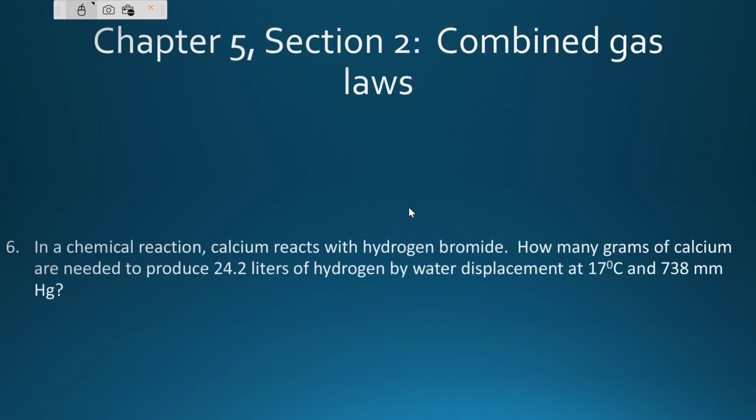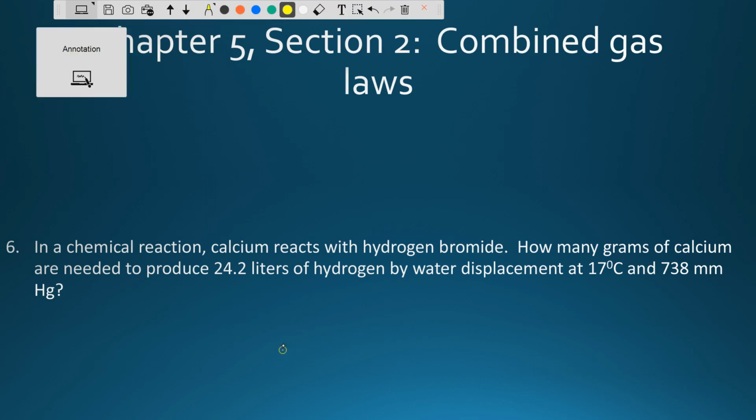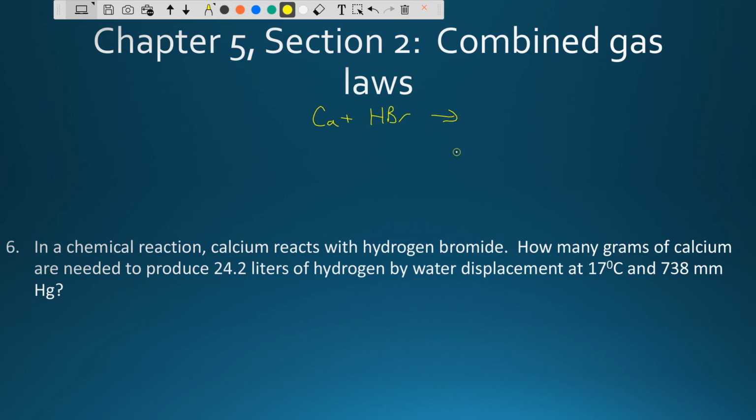Okay, 2 more to go, and then we'll be done with this section. In a chemical reaction, we get calcium reacting with hydrogen bromide. How many grams of calcium are needed? Again, this is just a regular stoichiometry problem. So let's start with a balanced equation. I have calcium and I have hydrogen bromide, or hydrobromic acid. I'm going to get calcium bromide off of this because they swap and this becomes a +2 charge. I get CaBr2, and hydrogen when it's by itself is diatomic.